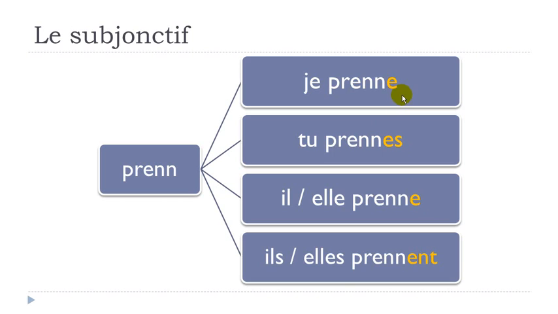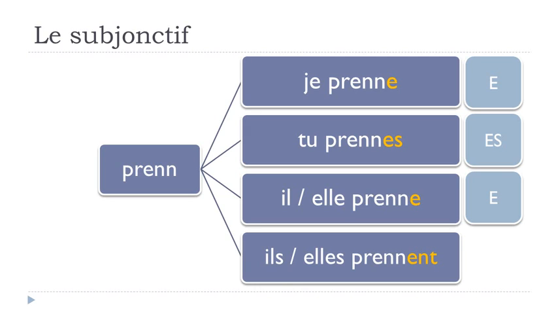So, je prenne, tu prennes, ils prennent, elles prennent, ils prennent, et elles prennent. Then phonetically, as usual, remember, we've got only one form here. It is exactly the same form, so we pronounce it the same way, but of course, as usual, we write it differently, okay? So keep in mind that ending for je is e, ending for tu is es, ending for il, elle is e, and ending for il, elle in the plural form is ent, okay?